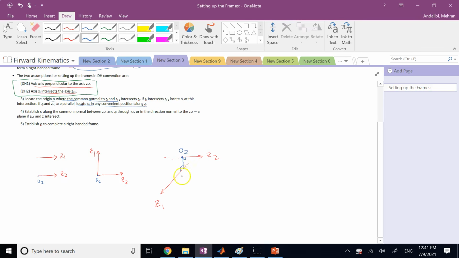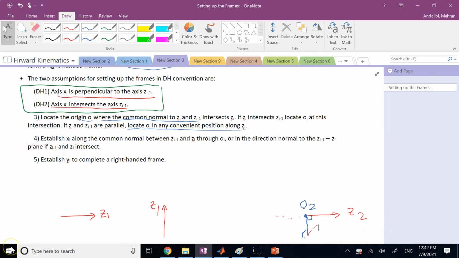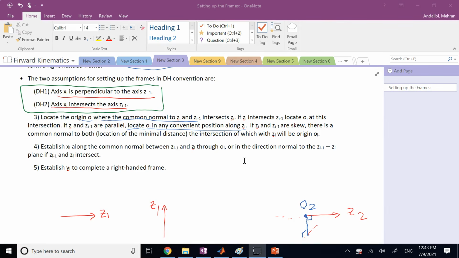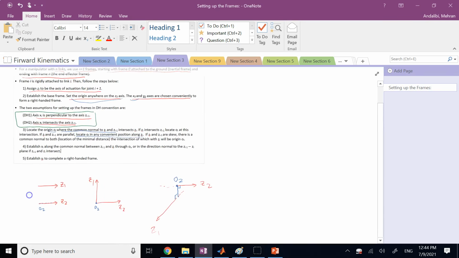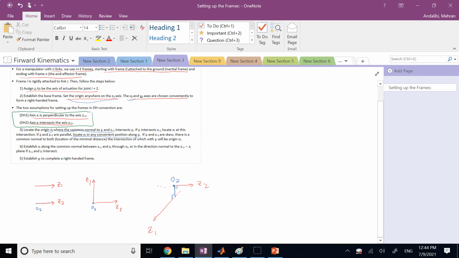There is one place that you can draw a common normal to both. That's the only common normal that you can draw to both of these lines. And that's where the minimum distance is happening. Then the intersection of that common normal with Z2 is going to be O2, okay? So if you want, here I can add it as some words for you. Okay, so here I added that wording for you. If they are skew, then there is a common normal to both, the location of the minimal distance, the intersection of which with Zi will be Oi. So there are, as I said, 3 scenarios that can happen: parallel, intersecting, and skew. And we're going to see all of that in the examples we are going to solve.